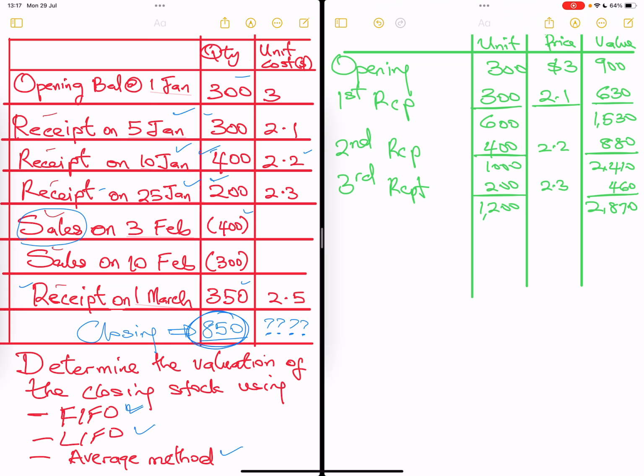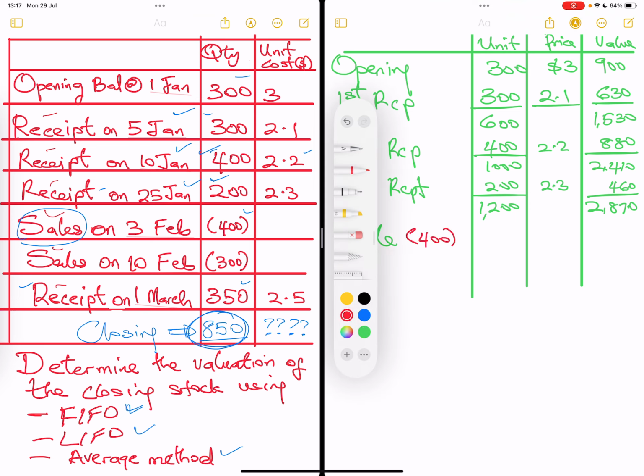Now, the direction changes here when we had our first sale. The quantity that we sold was 400. We're talking about the first child. The last child is now the first to go out this time around. The last child is this one, 200. But we want to sell 400. So what we must do first, we'll sell the last child first, then we'll go to the next one. So we'll sell it at 2.3.